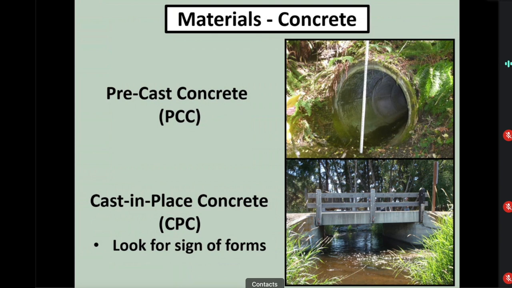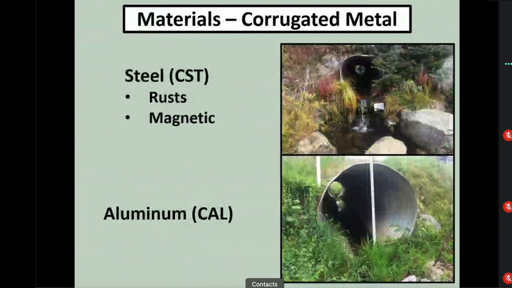So here we go, precast concrete, cast in place concrete. Next slide, you should see steel, and CST is corrugated steel. We also have magnets in our kits, just a simple little magnet from the hardware store. And it's really important that we use that. Look at these two pipes. We have the aluminum on the bottom, steel on the top. Steel will rust, aluminum won't.